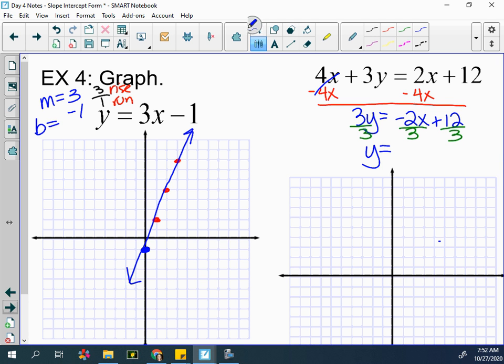Now remember, what is this in my equation when I go to graph it? What does this represent? Is it my slope or my y-intercept? My slope. I want a fraction. That's good. So let's leave it as a fraction. Don't divide that out and turn that into a decimal. That's my rise over run.